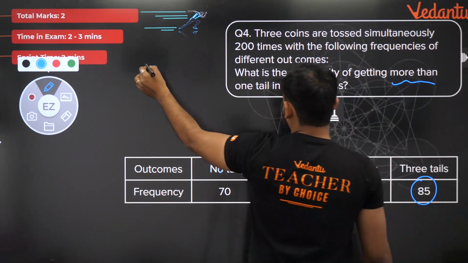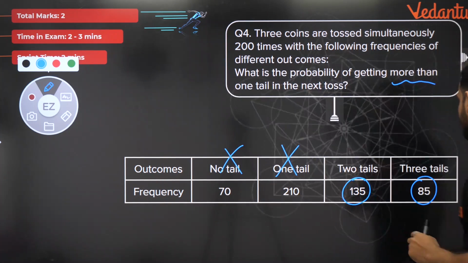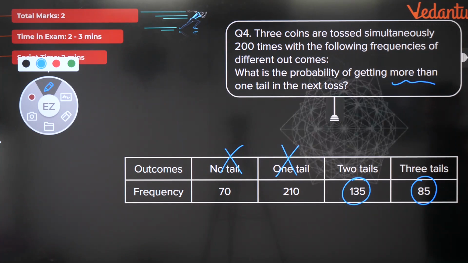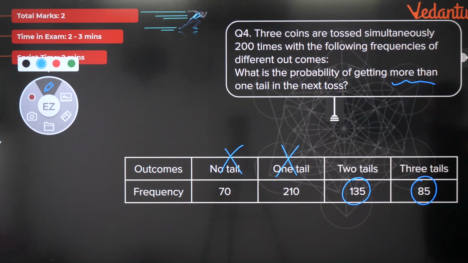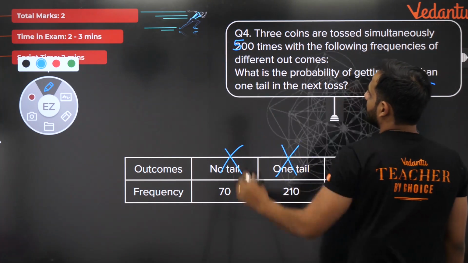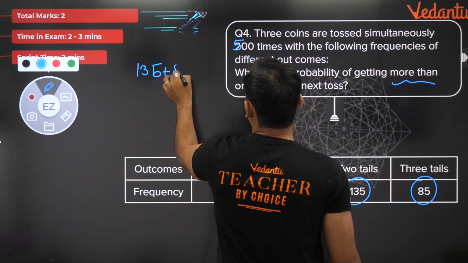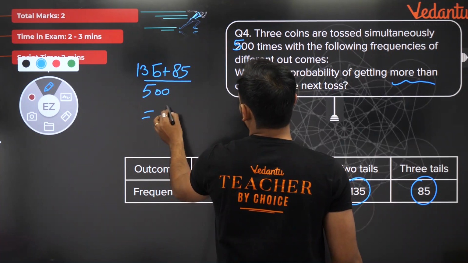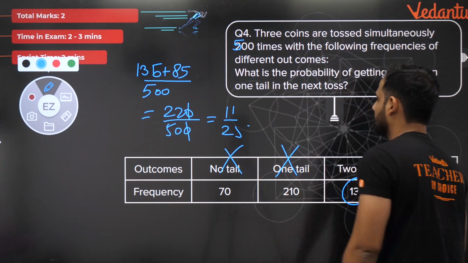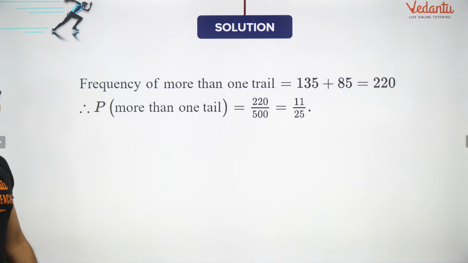So I can say, total how many times have I tossed it? 200 times. No, this sum is different. 135 plus 85, I am getting 220 and this is 280. It is 500 times. Okay, it is 500 times. So the favorable cases for me are 135 plus 85 divided by 500. So you will be getting 220 by 500. This got cancelled: 11 by 25. So the probability is 11 by 25. Okay, let's move to the next question.